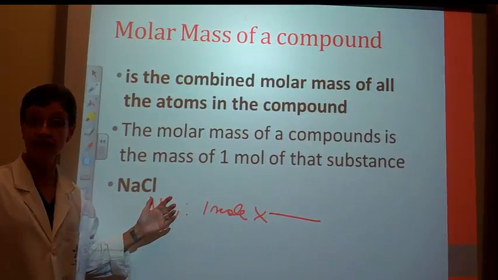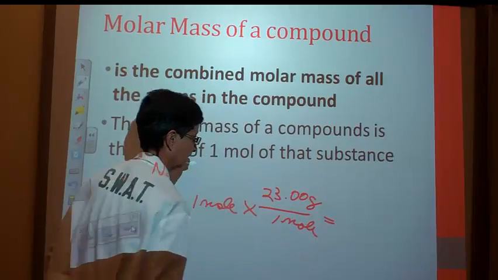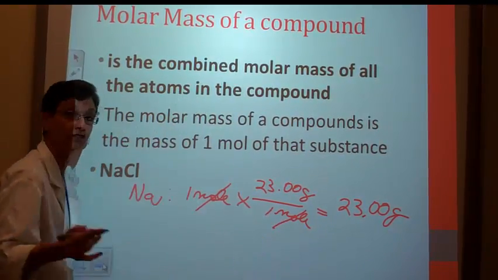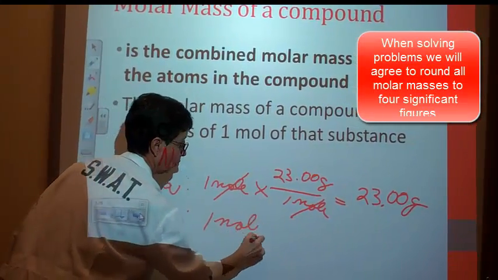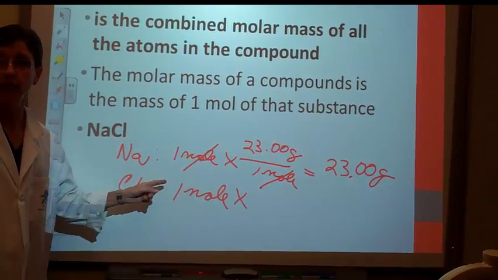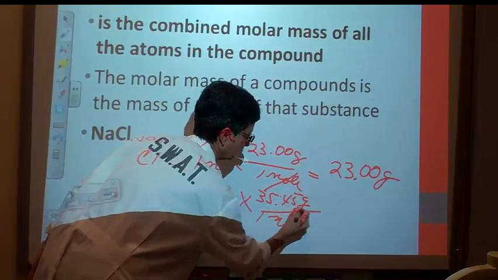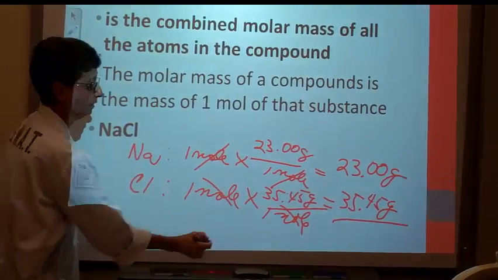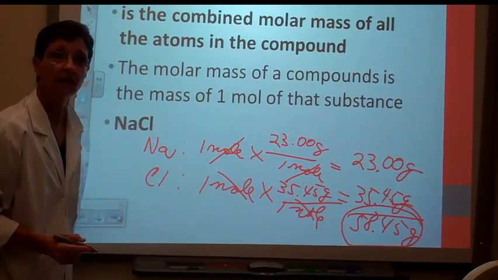I'm going to round that off to 4 significant digits. That's 23.00 grams over 1 mole, and that's going to give me 23.00 grams per mole. Now, moles cancel, as you already know, and I just get 23.00 grams. Then I have Cl, which is also 1 mole, because I only have 1 here, times the mass of chlorine, which is 35.45 in 1 mole, and that's equivalent to 35.45 grams. Notice that the moles cancel, and now I add them. So there's the molar mass of NaCl, 58.45 grams.